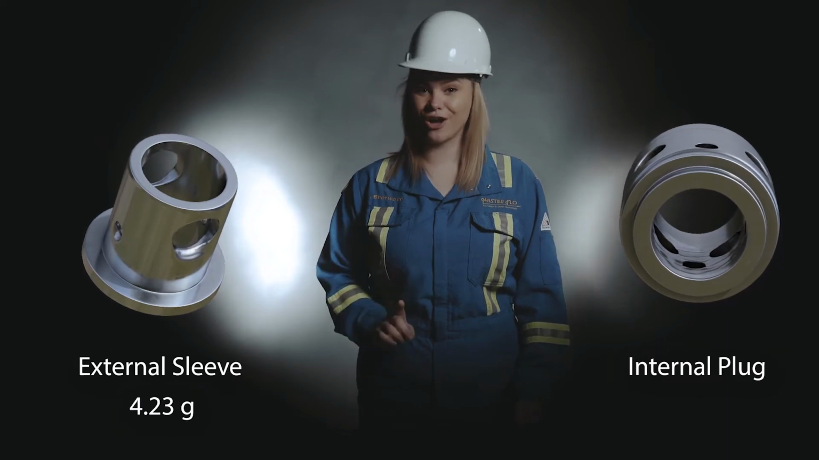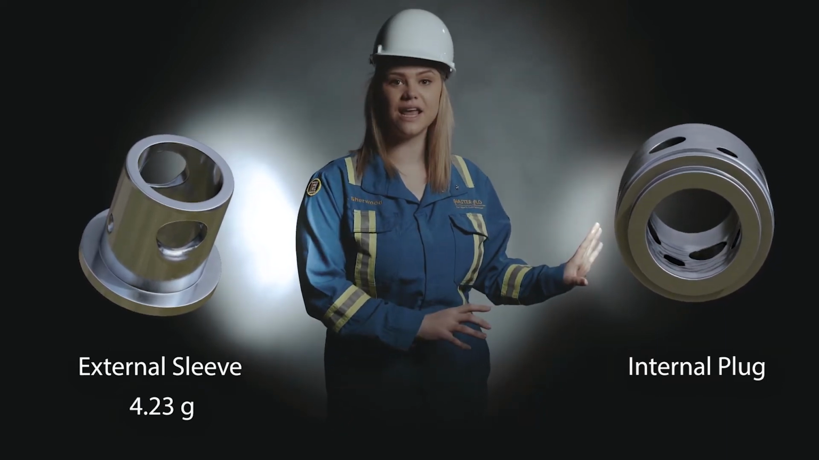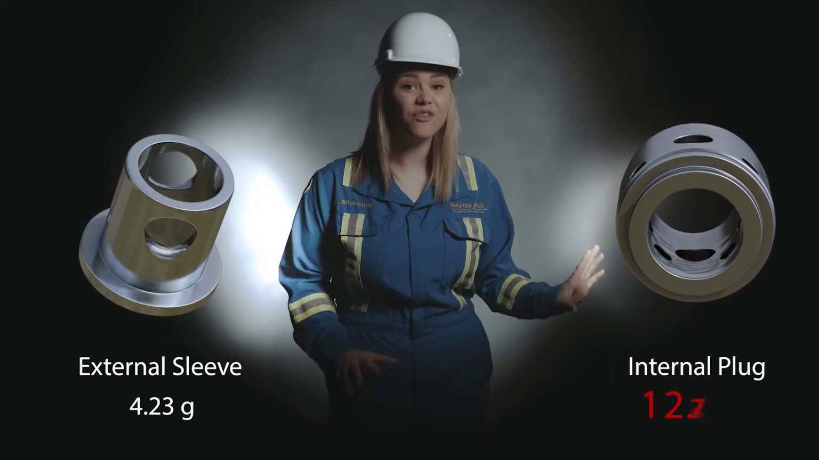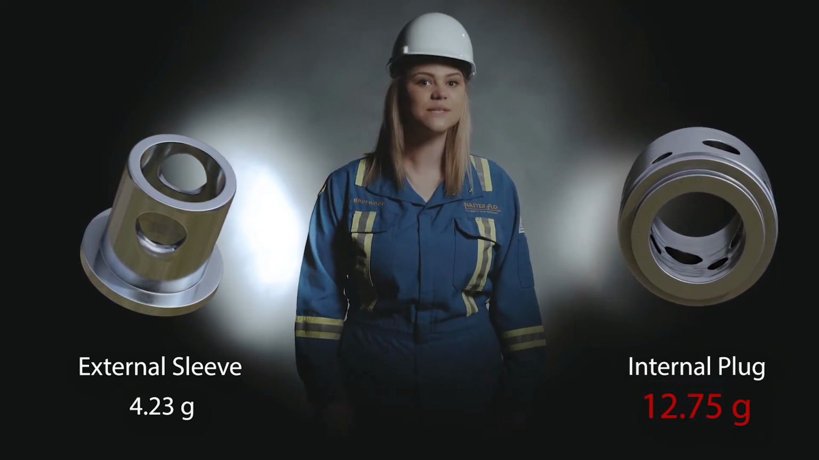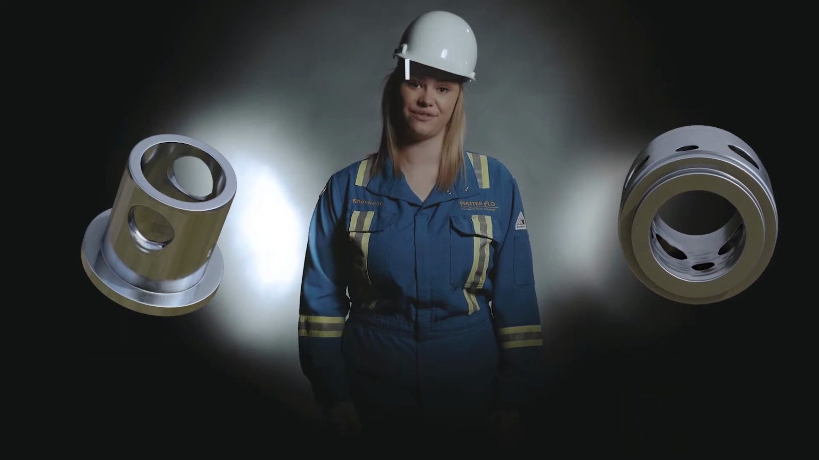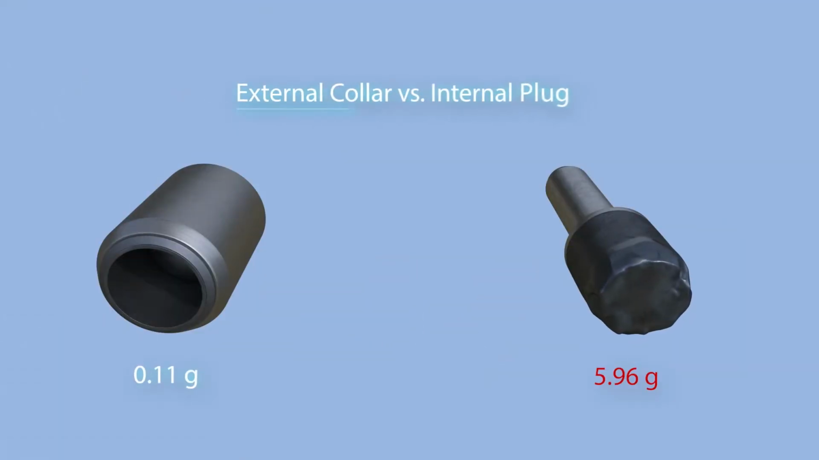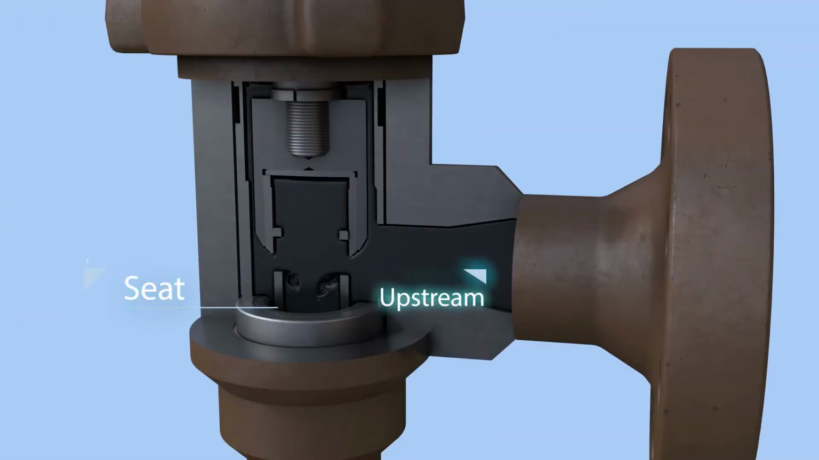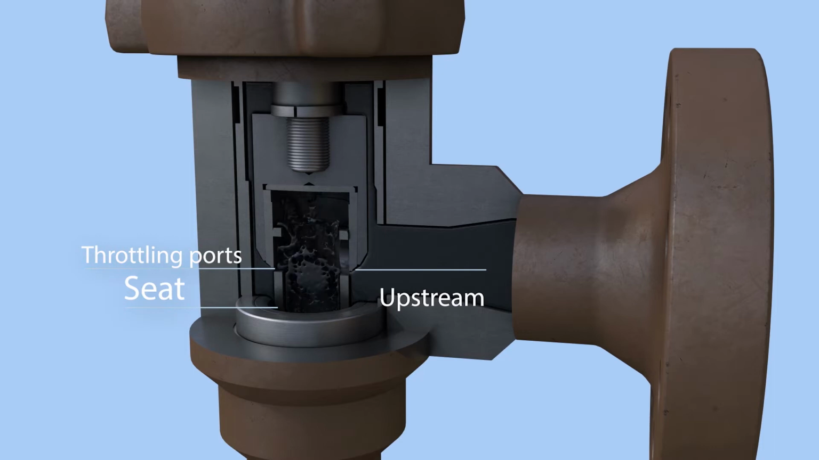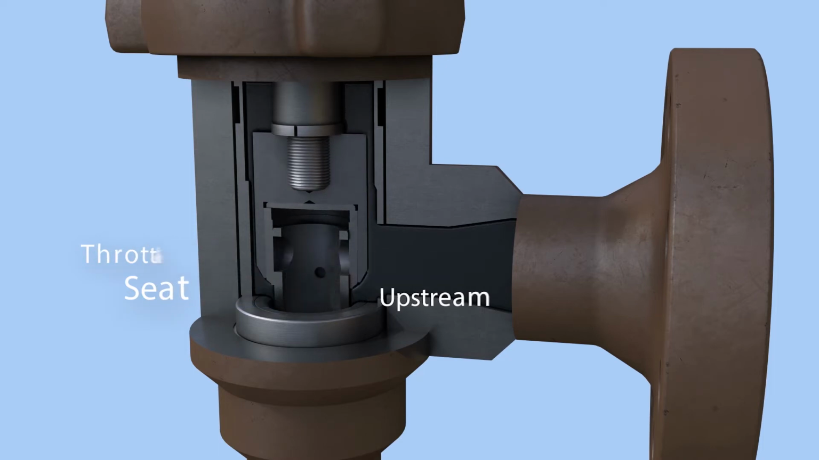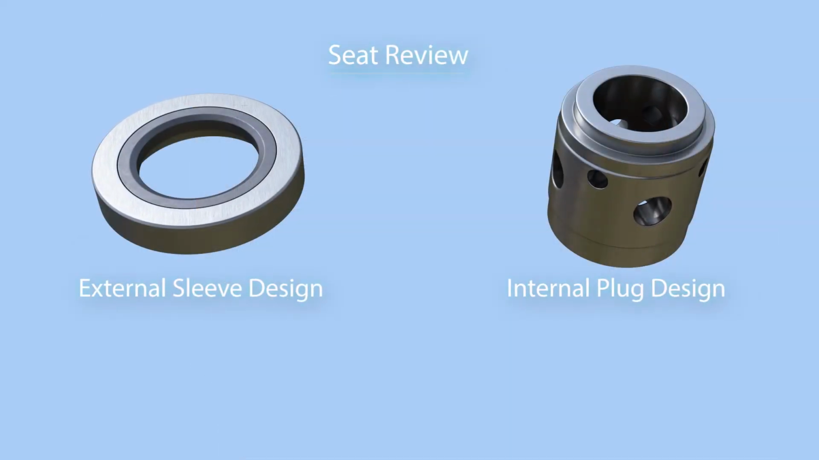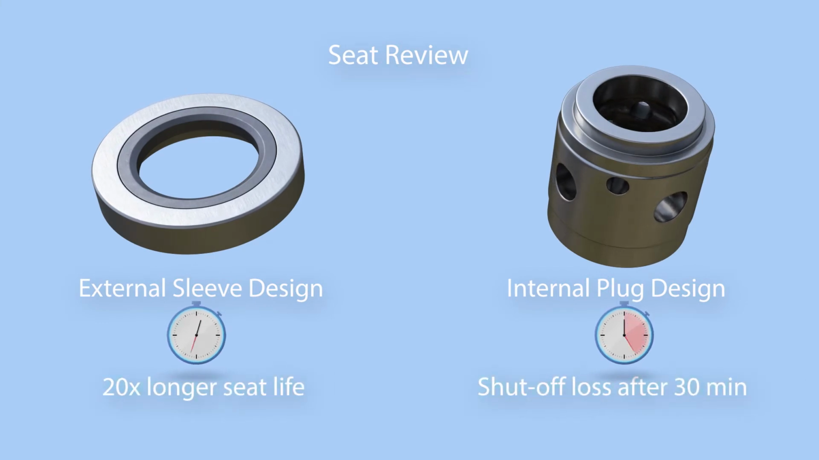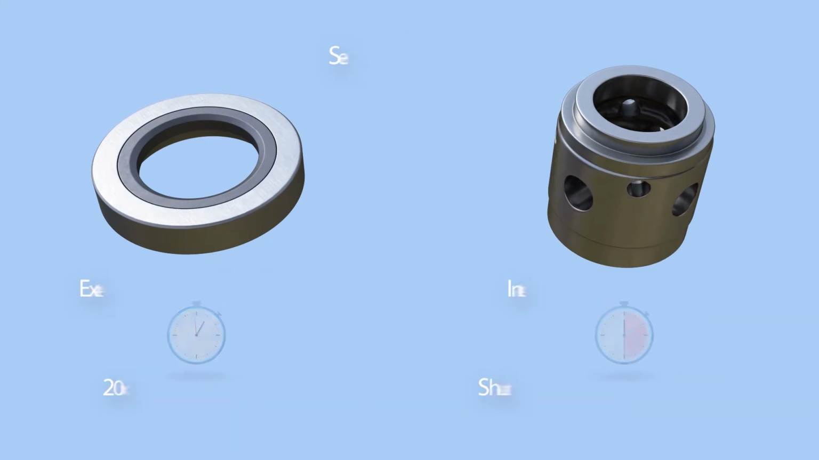In stark contrast, the internal plug design lost an astounding 12.75 grams. That's more than 3 times the material. When the engineers compared the external sleeve to the internal plug, they observed that the plug lost 54 times more material. By placing the seat upstream of the throttling ports, the external sleeve valve was able to maintain shutoff capability by the end of testing and showed 20 times longer seat life than that of the internal plug design.